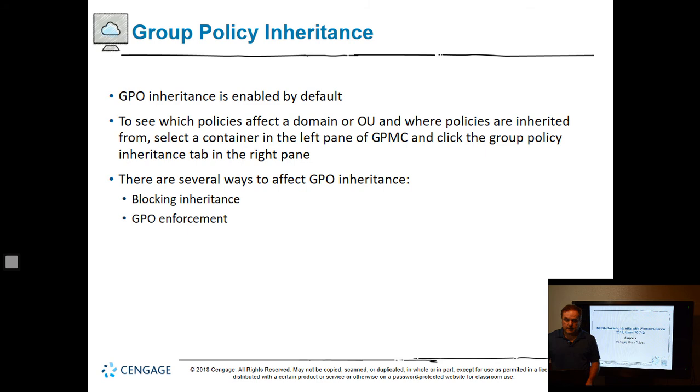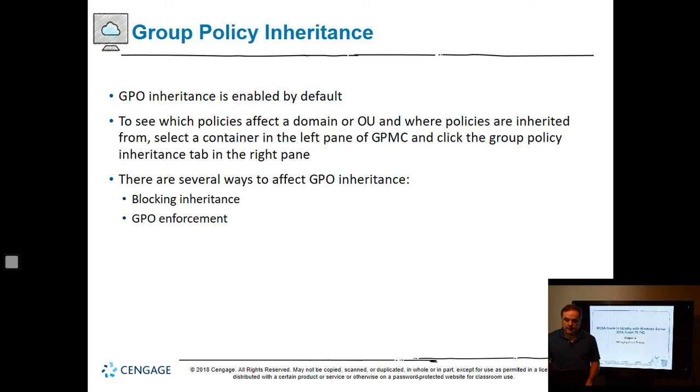GPO inheritance is enabled by default. You don't have to set it up. It just happens. To see which policies affect a domain OU and where policies are inherited, you can go to the Group Policy Management console and look at the Inheritance tab in the right side of the pane.